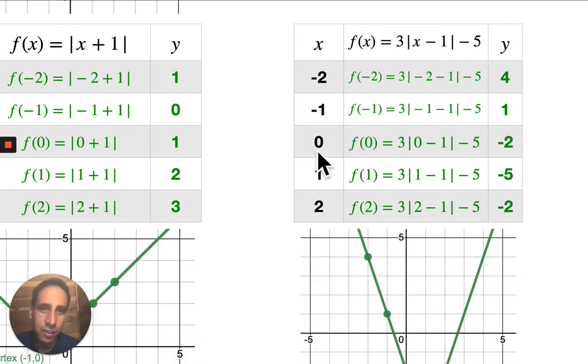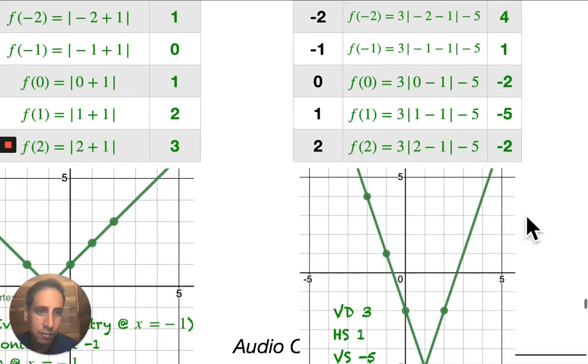Let's start with an easy number like 0. 0 minus 1 is -1. Then you take the absolute value, which is +1. 3 times +1 is 3. Minus 5 is -2. You go through PEMDAS 5 times and you get these numbers. It looks like the symmetry is over here at 1, because you get -2 repeated.